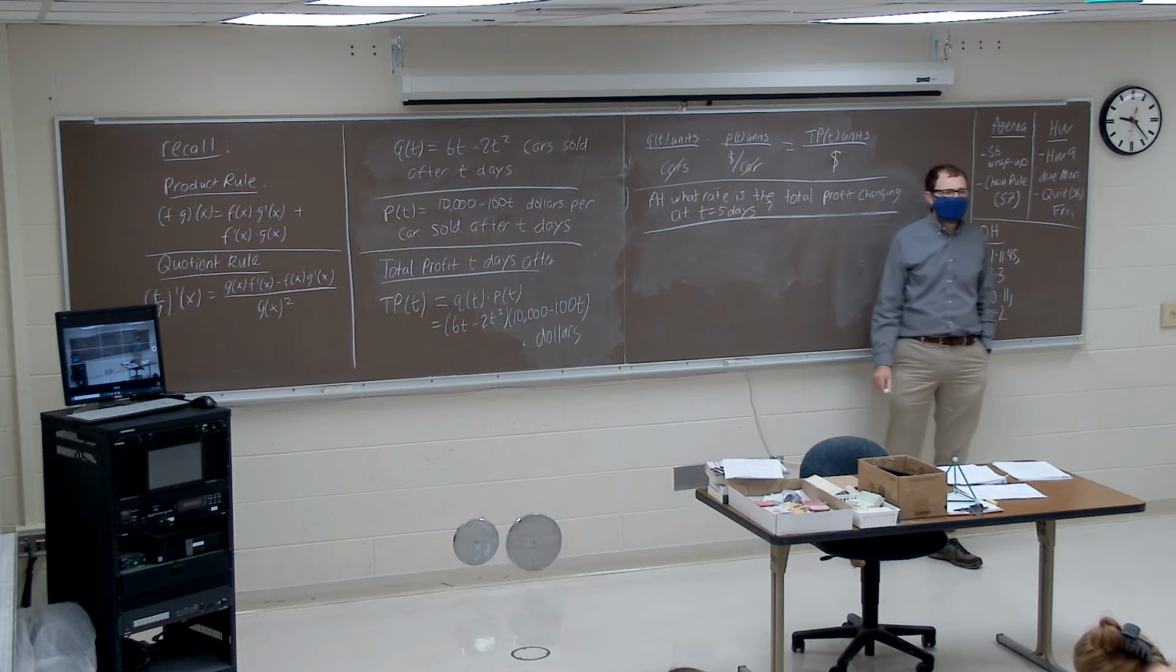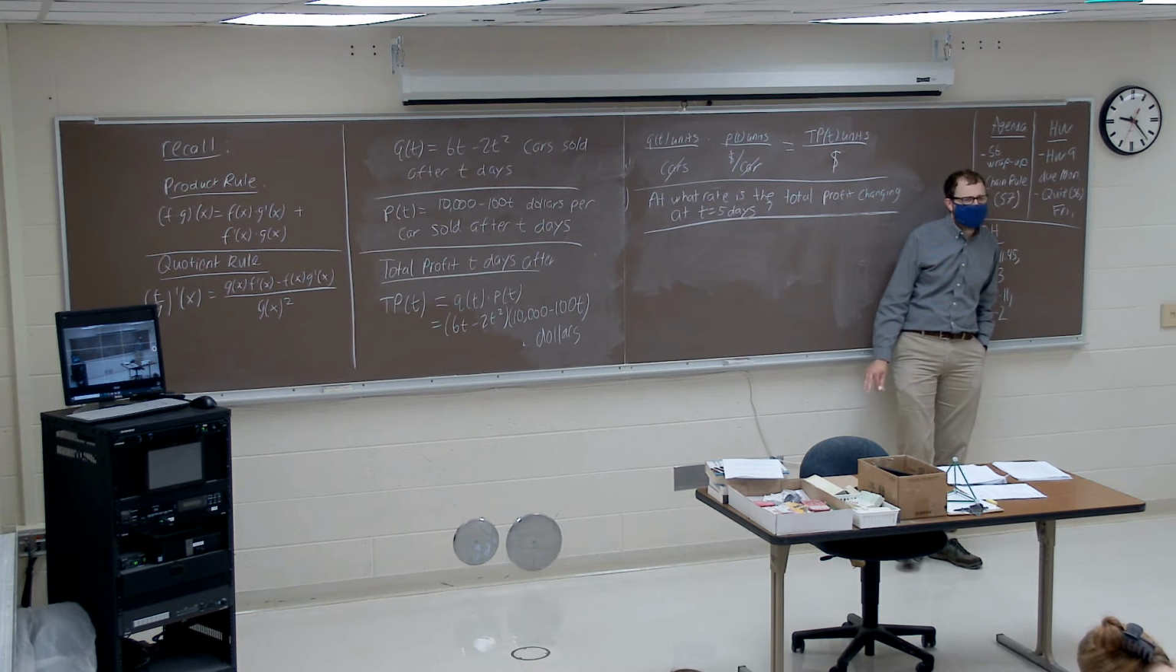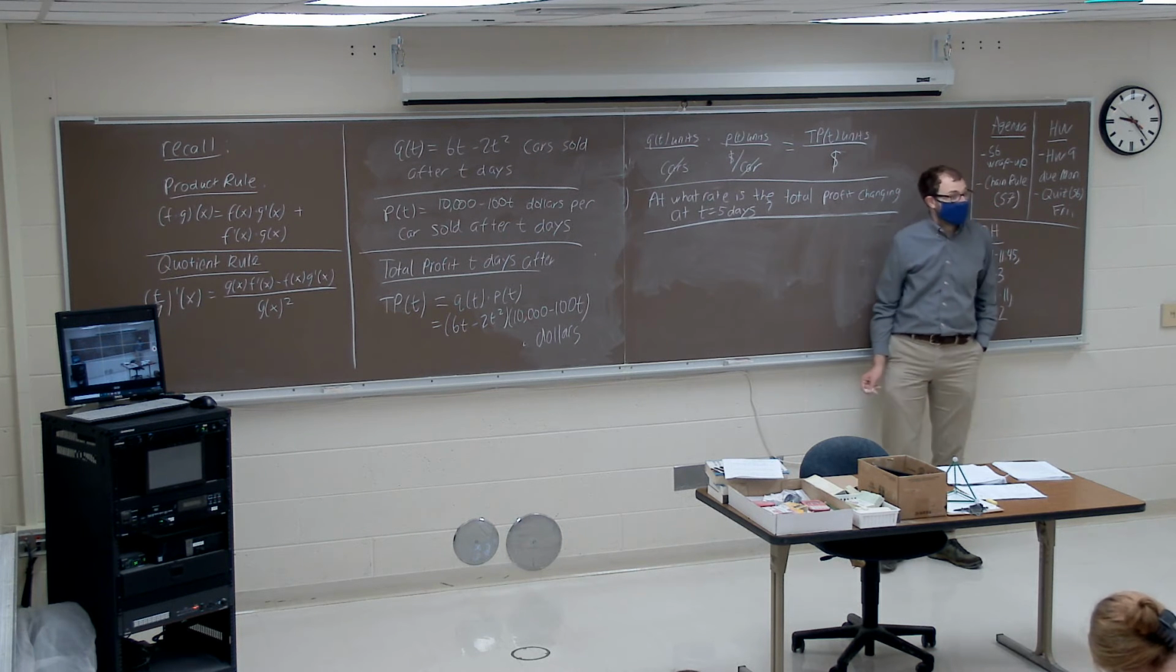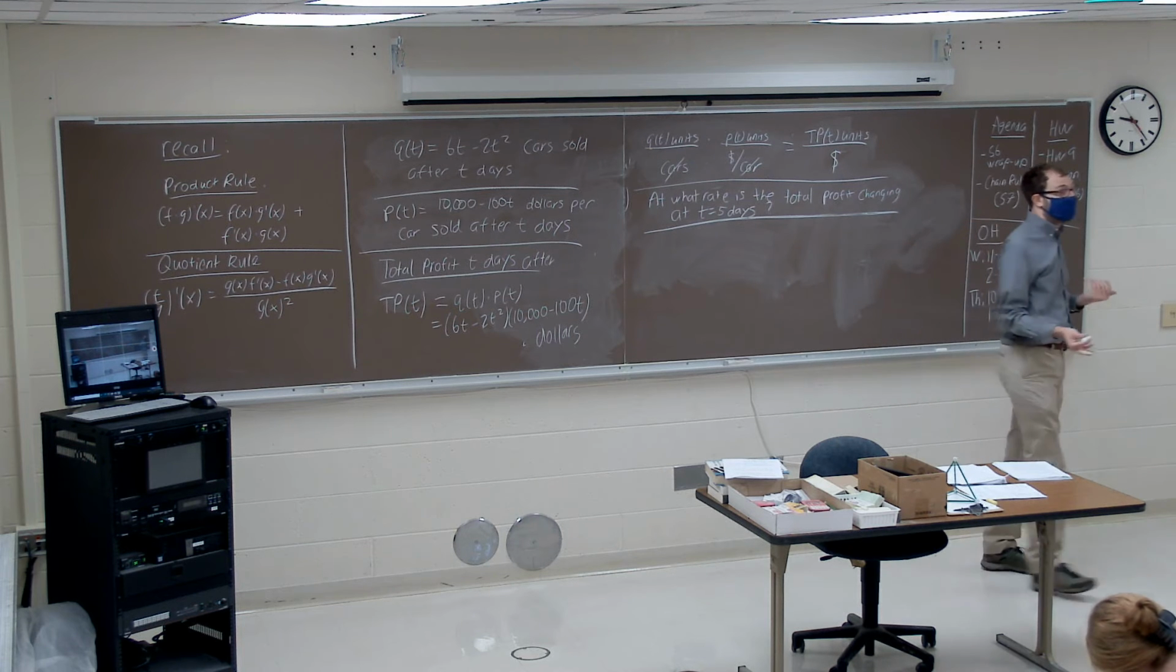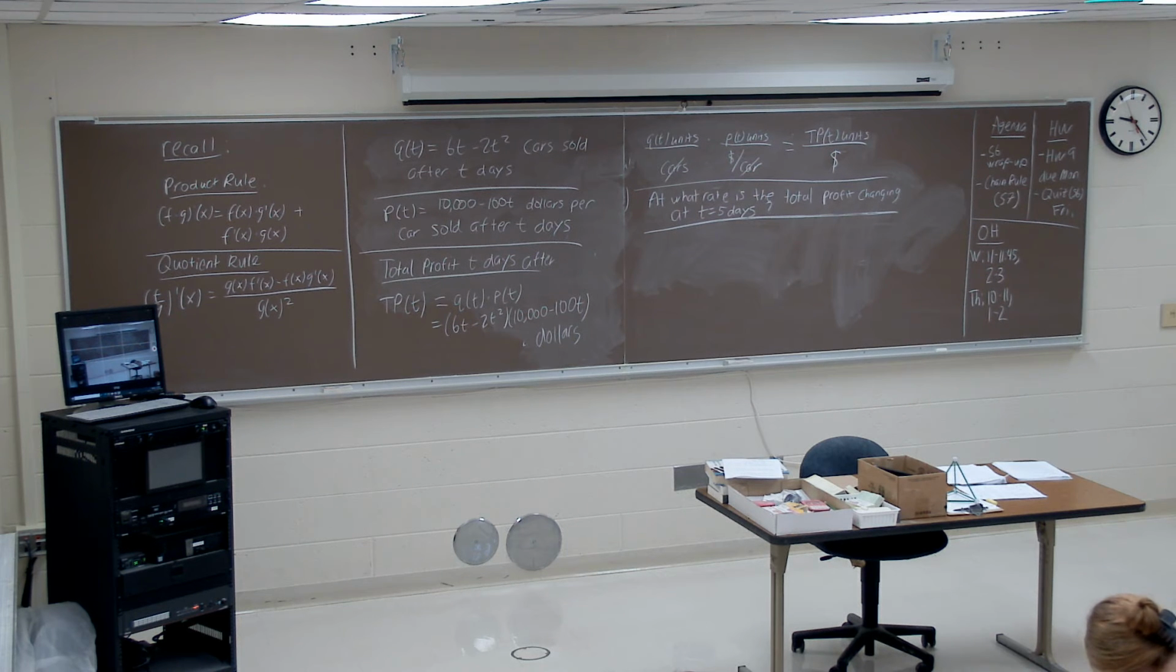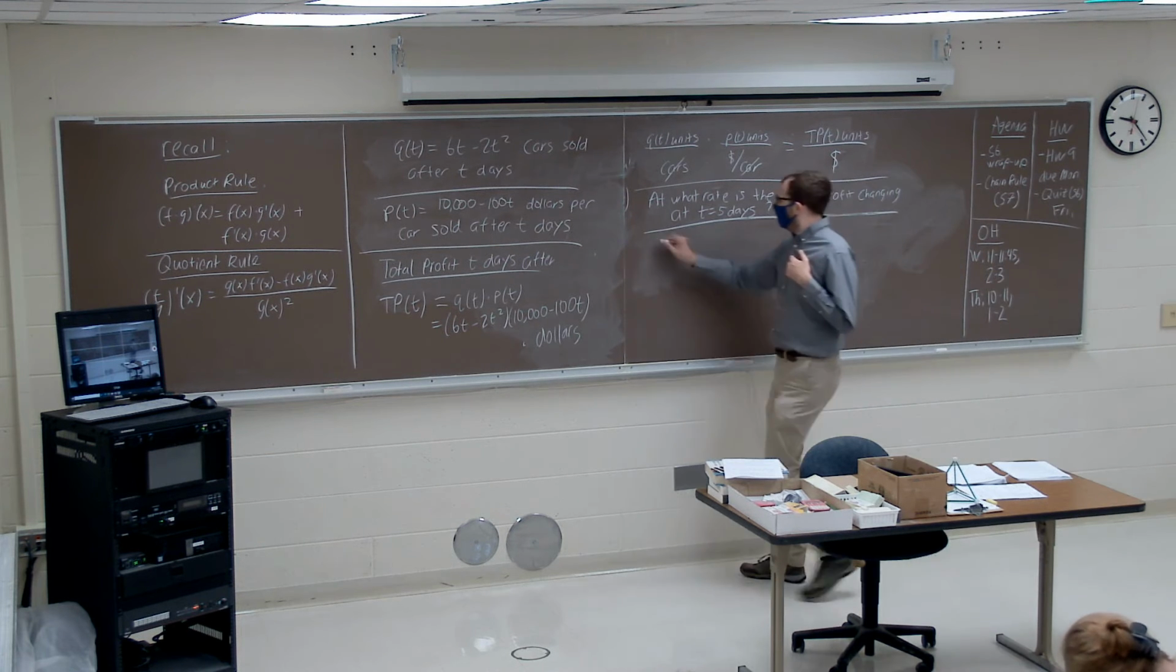So what do you think we need to find if we're going to be looking at the rate at which total profit is changing? You'd want to find the derivative of total profit. Okay. And at what value of t? Well, first you would just find the derivative and then you would plug in 5. Okay, so you want to find a general formula for TP prime of t, that's a mouthful, and then plug in little t equals 5 into that formula? Sounds good. Okay.